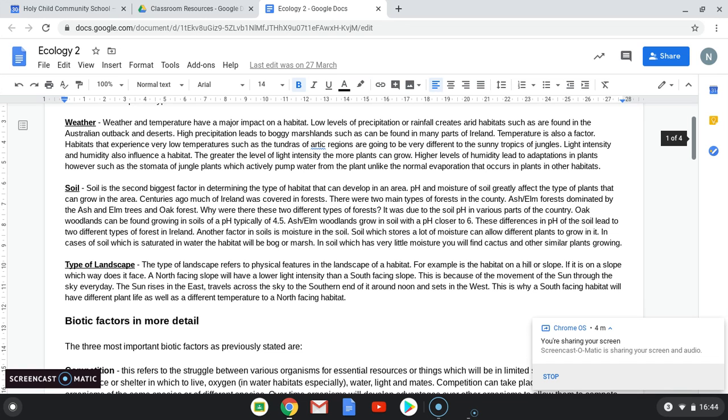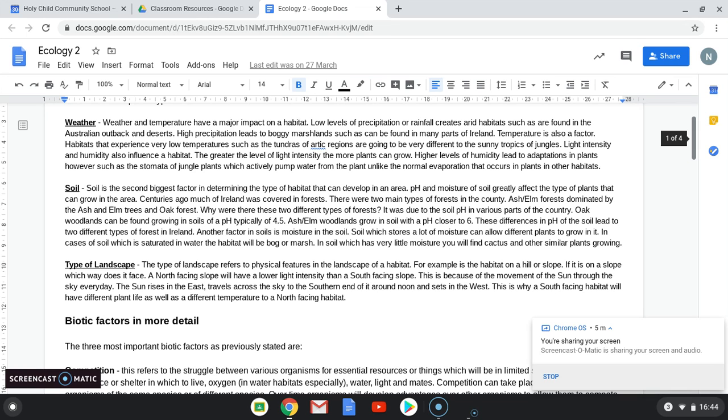Oak trees can be found growing in soil of approximately pH 4.5. Now this is fairly acidic soil. So a pH of 4.5 is not quite as acidic as, say, lemon juice, but it's still pretty acidic. Ash elm woodlands like to grow in soil with a pH closer to 6, so it's much closer to neutral. So these differences in pH of soil led to two different types of forests in Ireland. And another factor in soil is the moisture in the soil. Soil which stores a lot of moisture can allow different plants to grow in it.